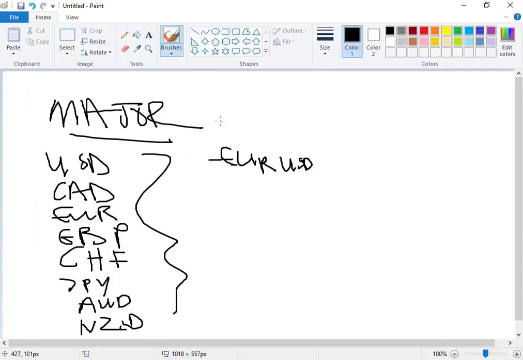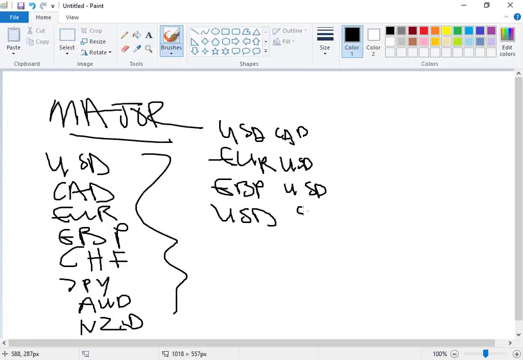You might see something like US Canadian, British pound US. This is all to do with the US dollar right now. US Swiss franc, US Japanese yen. So you'll notice that all I'm doing right now is posting all the pairs that have to do with the US dollar.